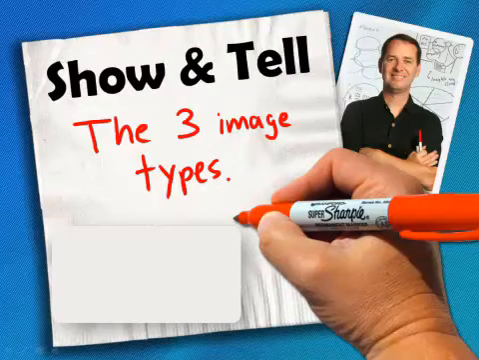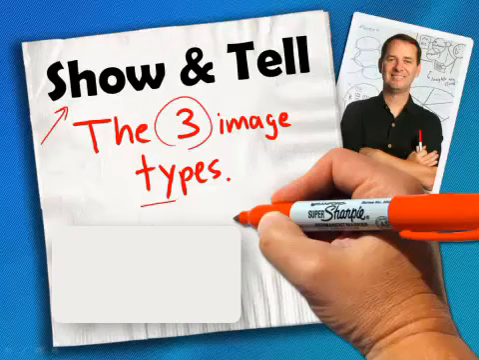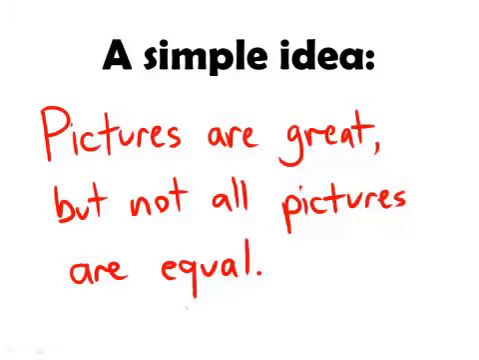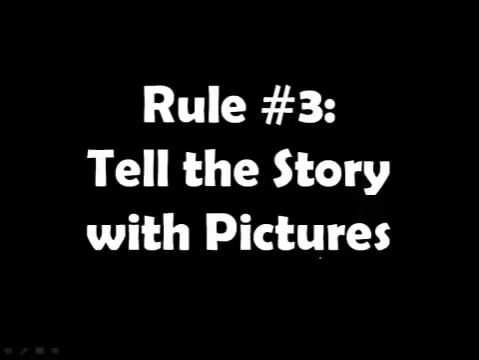Today we're going to continue to talk about show and tell, and we will be focusing on the three image types. The simple idea: pictures are great, but not all pictures are equal. Let's go back into show and tell. And remember, we had the first rule, tell the truth. Second rule of a great presentation, tell that truth of the story. And the third rule, of course, is tell that story with pictures.